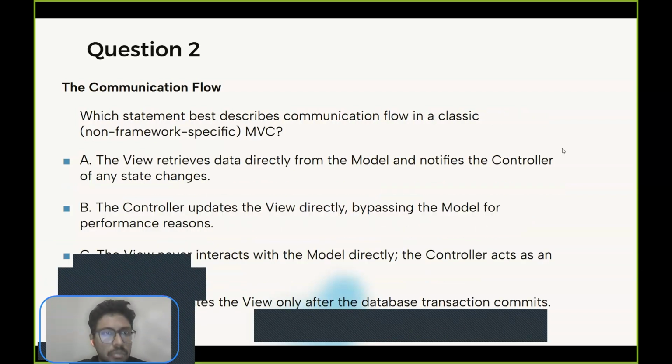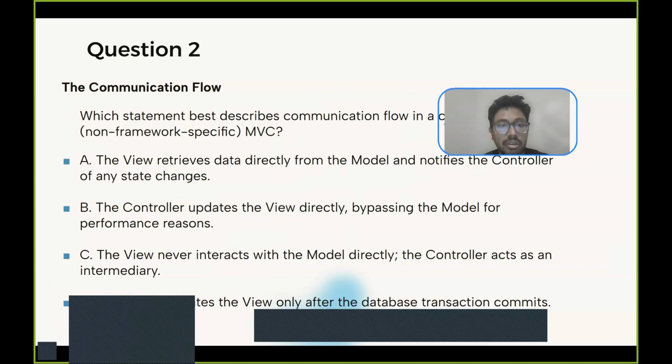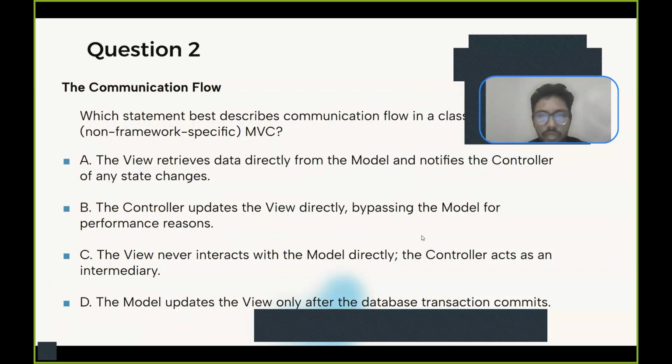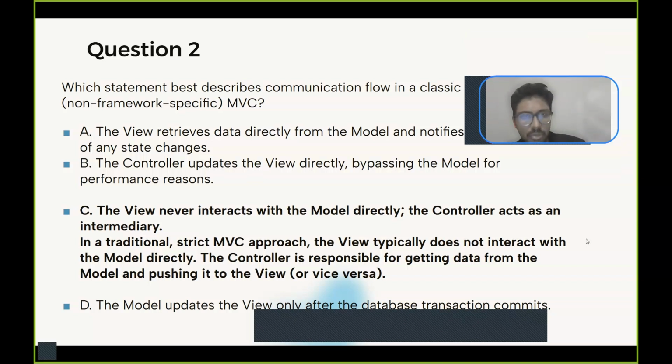Next question: which statement best describes communication flow in a classic non-framework-specific MVC? So how is the communication flow? Controller updates the view directly by bypassing the model for performance reasons. The view retrieves data directly from the model. No, view never interacts with the model directly. Controller acts as an intermediary. Model updates the view only after database transaction commits. I think the answer is obvious. It's C. The view never interacts with the model directly. Controller acts as an intermediary.